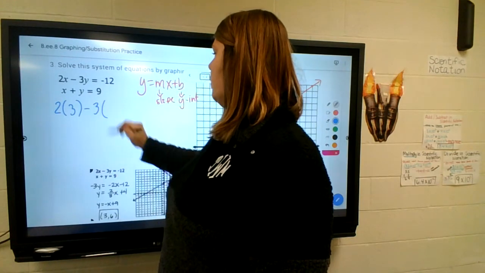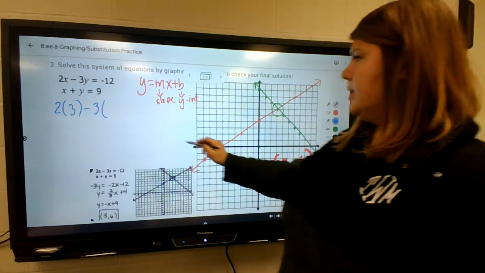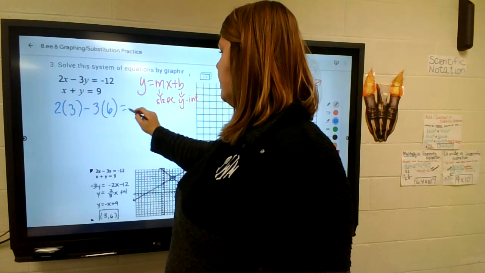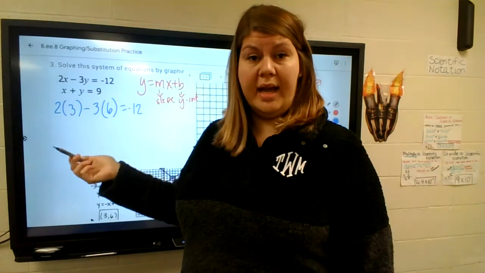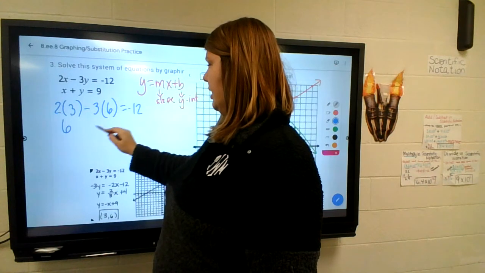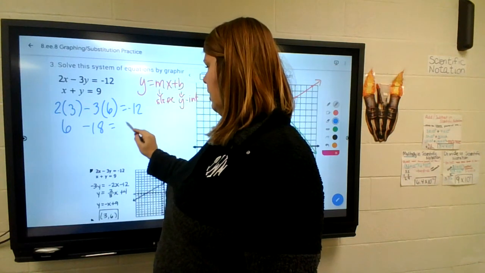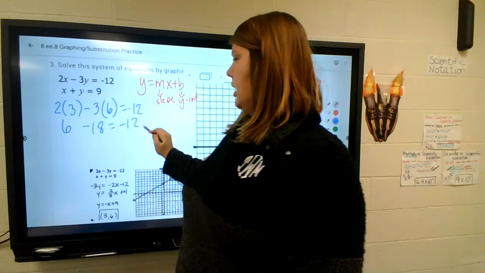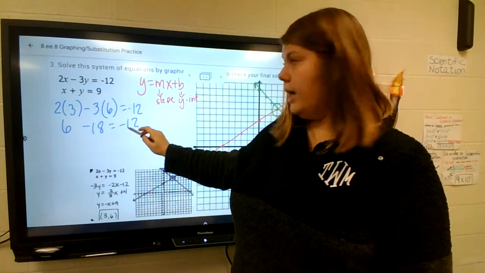minus 3 times y, which y I got to be 6, equals negative 12. Now I need to see if this is actually true. All right, this gives me 6 here. Negative 3 times 6 gives me negative 18. Does 6 minus 18 equal a negative 12? Well, yeah, it does. So that one's good.